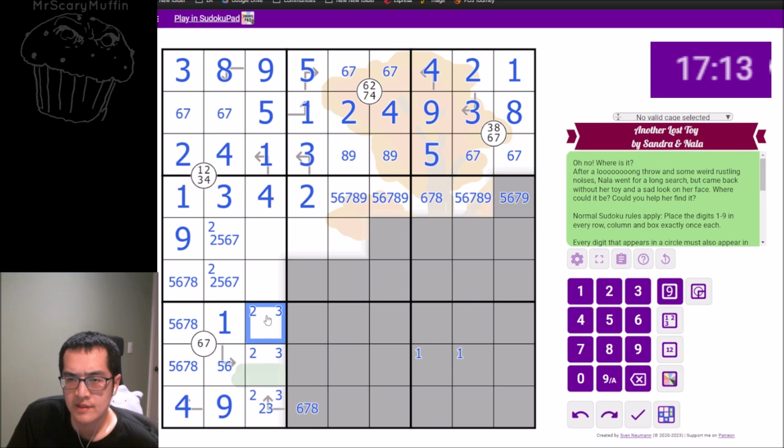I'm thinking this can't be a 3, right? Yeah, if this is a 3, this would need to be a 2, and this would need to be 3. It's not right. Well, that can't be true. But 2 is unrestricted. 6.